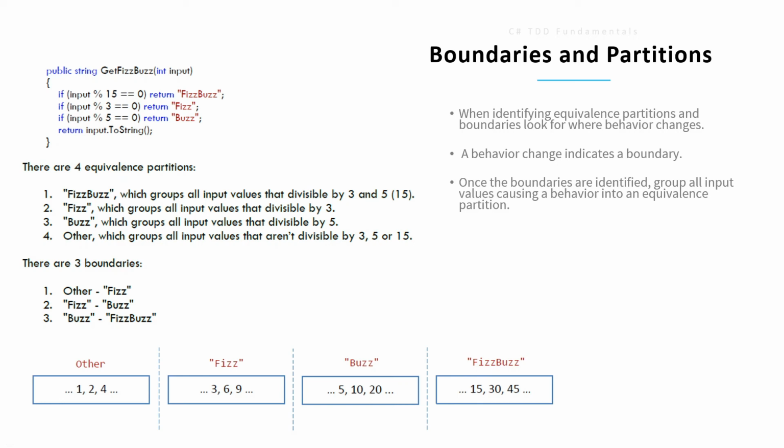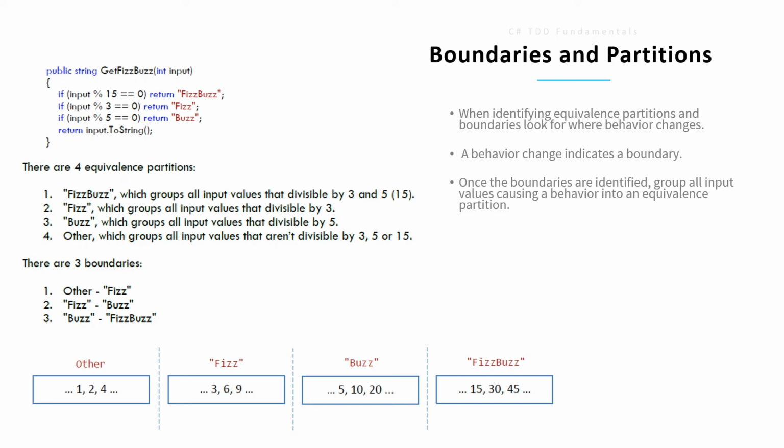It's divisible by 3 and 5. So in this case, the boundaries become a little bit more difficult to recognize. I do know that there's defined equivalence partitions, but sometimes the boundaries are almost irrelevant.